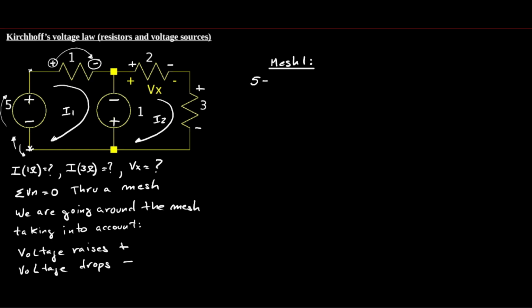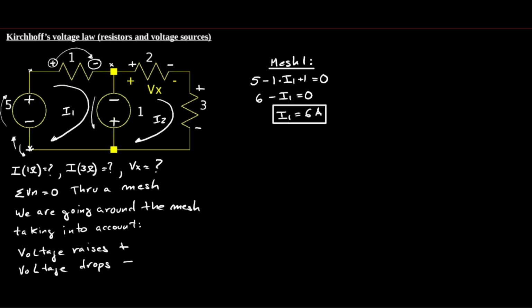Okay, and then on the 1 ohm resistor, due to the way I drew I1, I see that the polarity is positive on the left, negative on the right. This means that I have a voltage drop according to the way I'm going around the mesh. Then I find a voltage raise due to the 1 volt source. So the addition of these voltages equals 0. Okay, so solving this equation, I find that the current I1 equals 6 amperes.